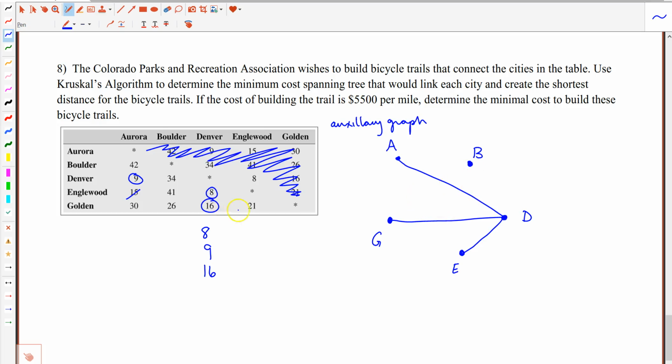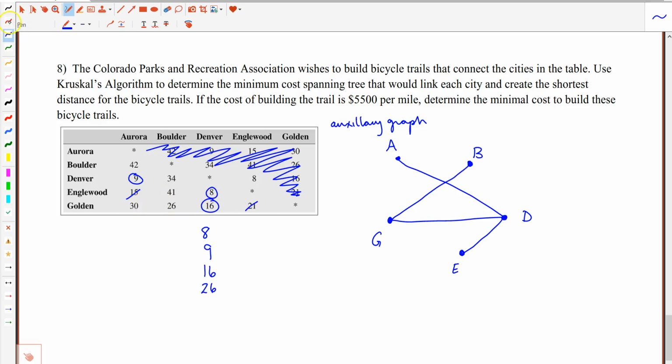So coming back here, the next lowest weight is going to be the 21. That connects Inglewood to Golden. If I draw that in, I'm going to build a circuit right there, so that one's out. The next lowest number is this 26 from Golden to Boulder, and that one's going to work, and that's how I get B included in this graph. So I'm going to go ahead and connect those two and record that weight.